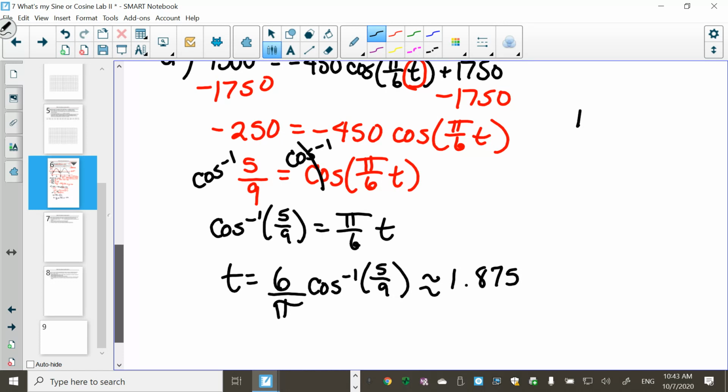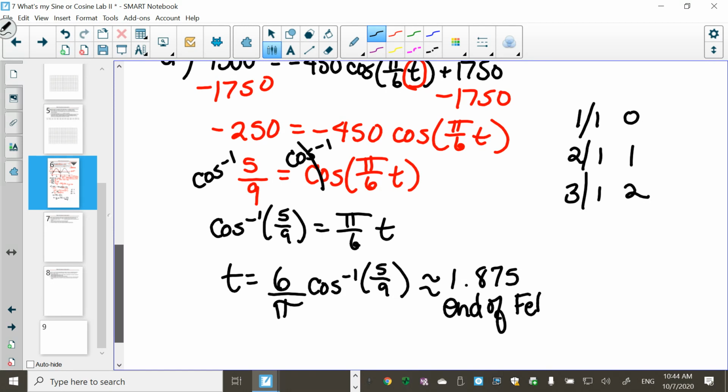So I'm trying to figure out when that is. Now, remember, January 1st was 0, okay? So that means February 1st is going to be 1. March 1st is going to be 2. So when is that going to be? Well, it's going to be sometime near the end of February. That's great for the first one, but then I've got to find the other one, all right?